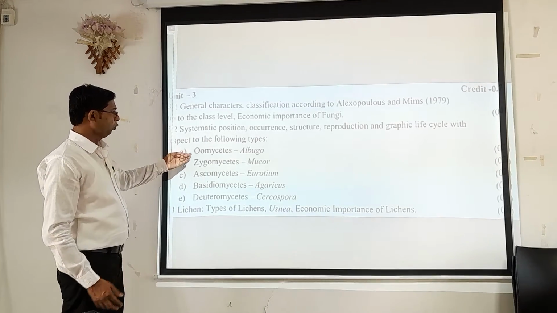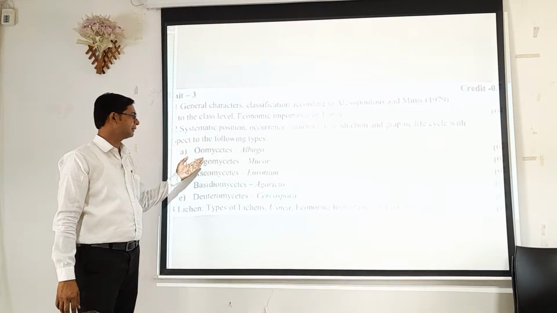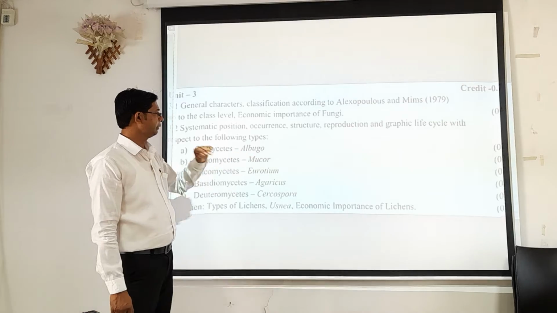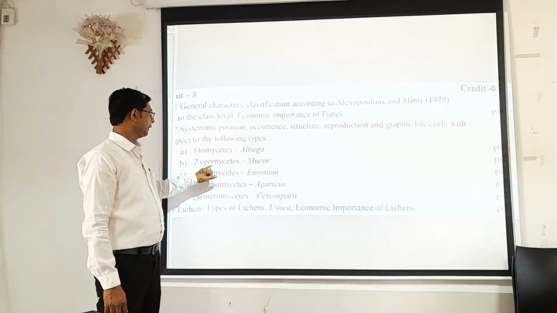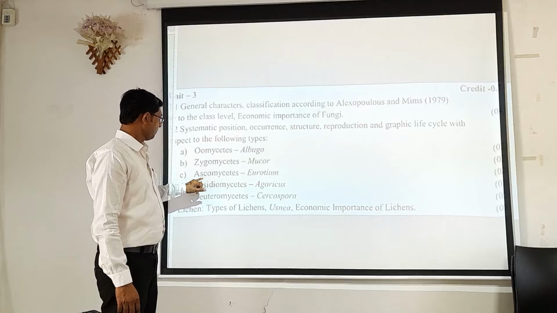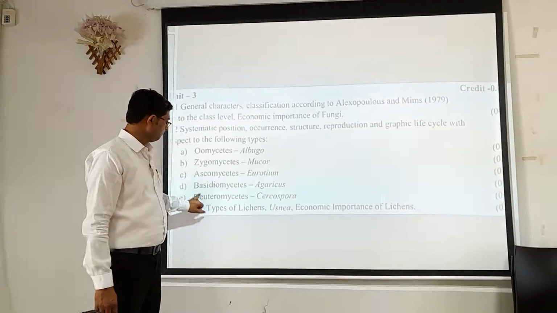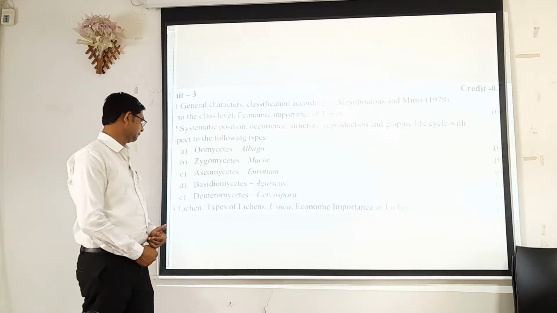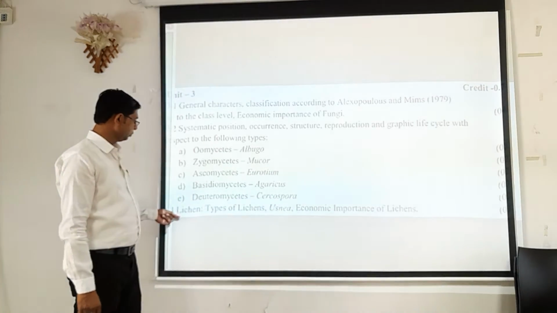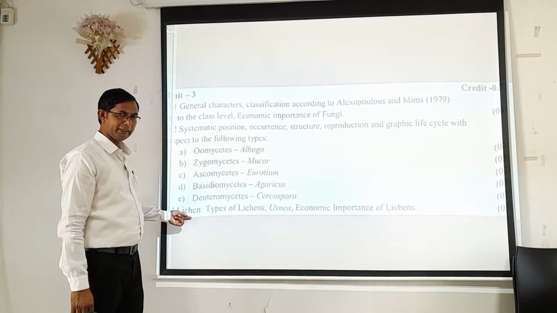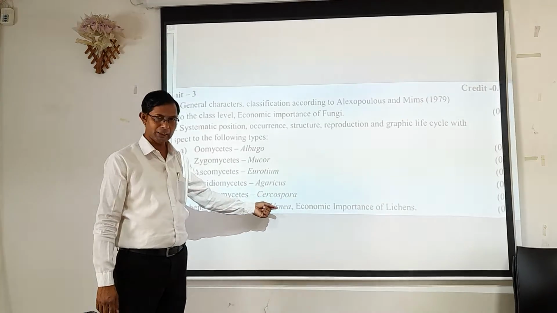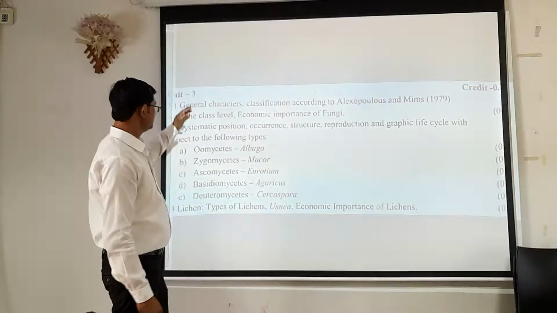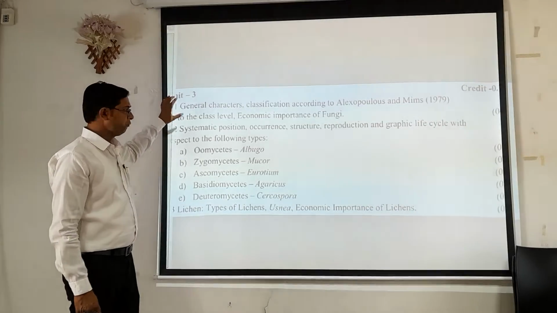Now, what is included in the examples? For example, in Oomycetes, Albugo is the example given, which we are going to discuss. Then along with Zygomycetes, Mucor is given; Ascomycetes, Eurotium is given; Basidiomycetes, Agaricus is given; then Deuteromycetes, Cercospora is given. Along with these, we are also going to discuss the topic of lichen, the types of lichen, Usnea as the example of lichen, and the economic importance of lichen. So this part we are going to discuss in unit number 3.